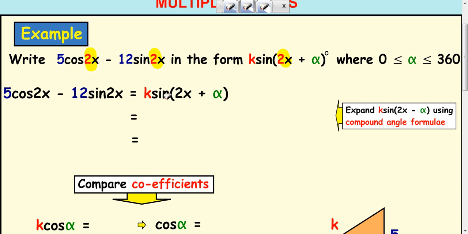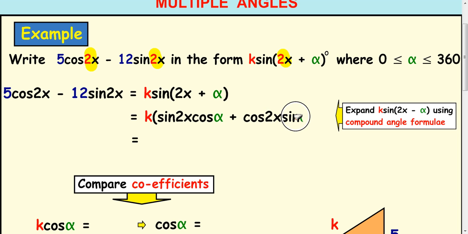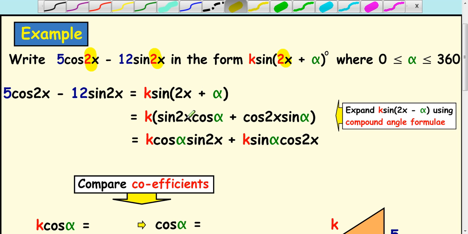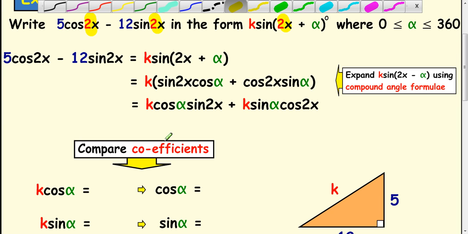So we're going to have sin cos cos sin in this example, and the signs will stay the same. So k sin 2x cos alpha plus cos 2x sin alpha. Multiply through by k and take your cos alpha to the front. So k cos alpha sin 2x plus k sin alpha cos 2x. Now since I've taken them to the front, I can compare coefficients, and that's what we're doing next.